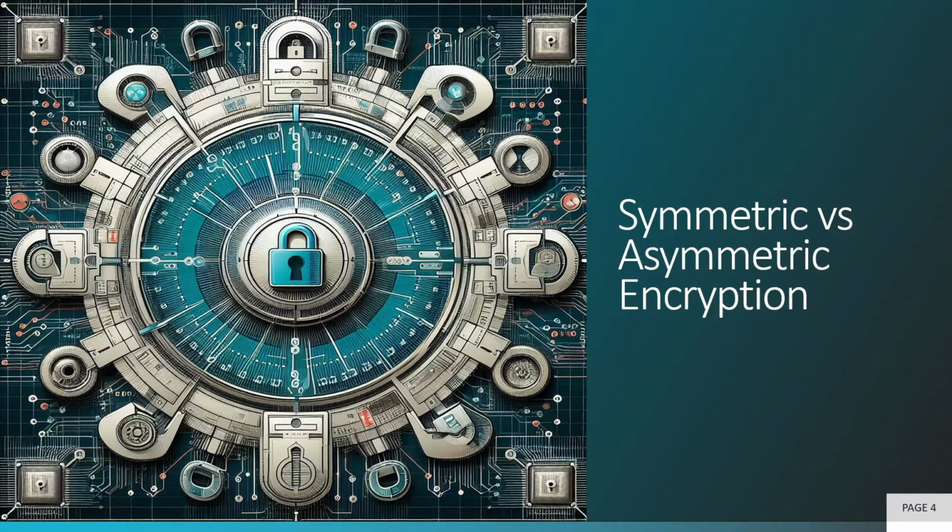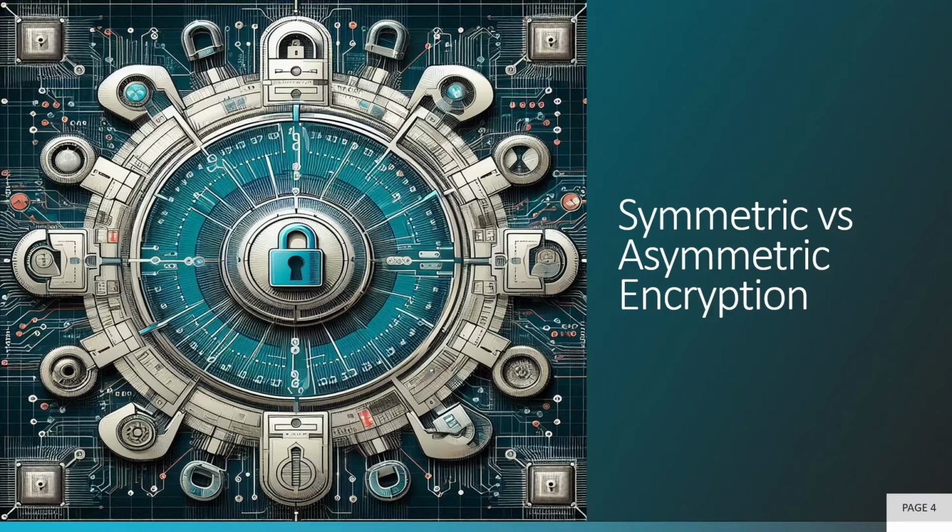Now, both symmetric and asymmetric encryption have their own unique advantages and are often used together to provide a more robust security solution. For example, asymmetric encryption can be used to securely exchange the key used for symmetric encryption, combining the efficiency of symmetric encryption with the secure key distribution of asymmetric encryption.